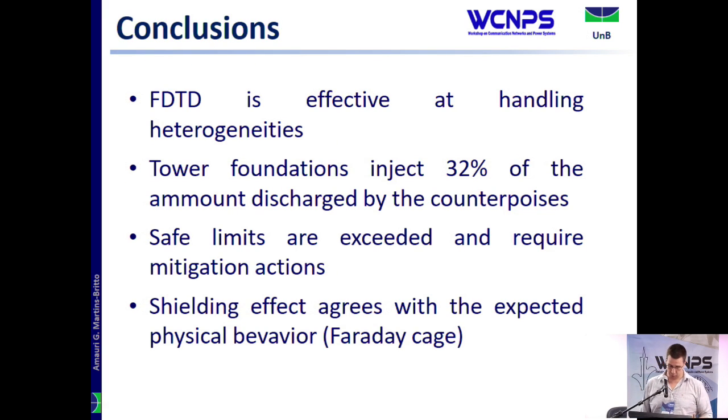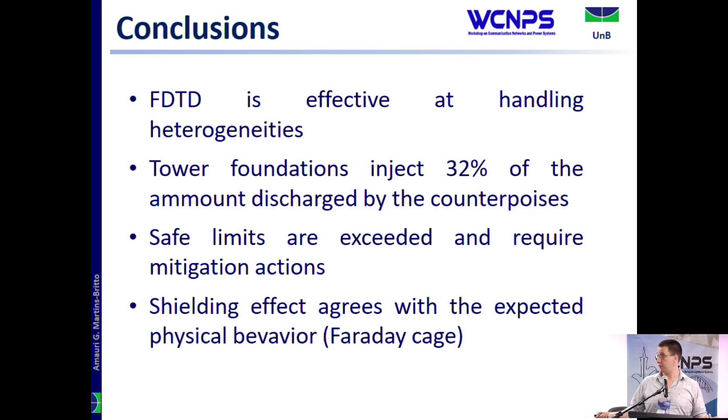So what we concluded from this work is that the FDTD is effective to handle heterogeneities, multi-layered structures, concrete enclosures, I mean, really complex structures made of several different materials. What came as a surprise to us is that the tower foundations play an important role at discharging the lightning currents to the ground.